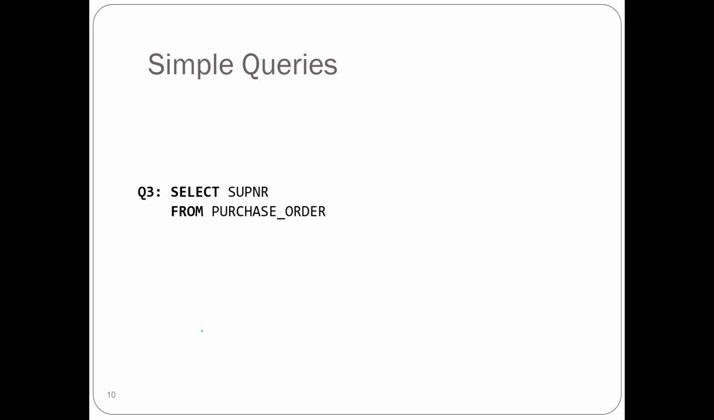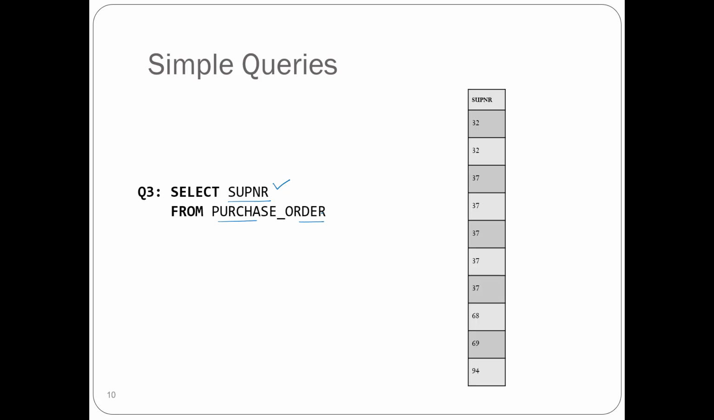So let's move on to the third query. Here our source table is different. Here our source table is purchase order. And what do we need? We need only one column, that is supplier number. So we want all the supplier numbers from the purchase order. And here this is what you would get. So we have the data for all the supplier numbers from the table purchase order.